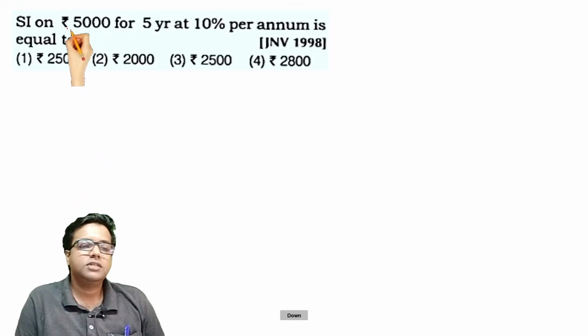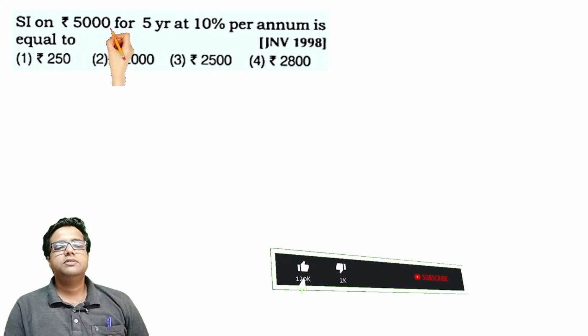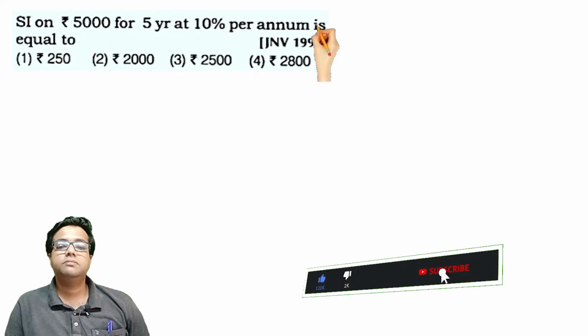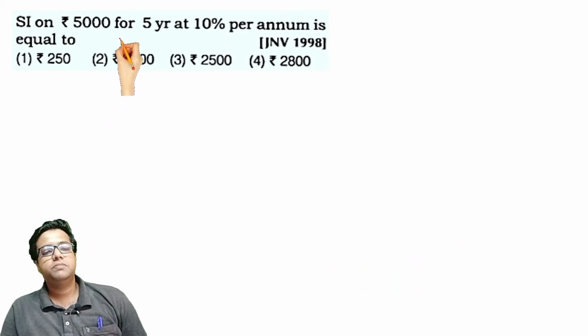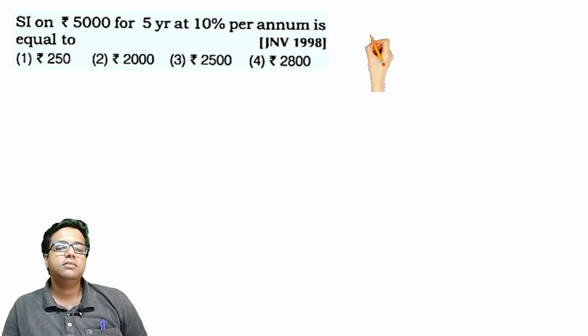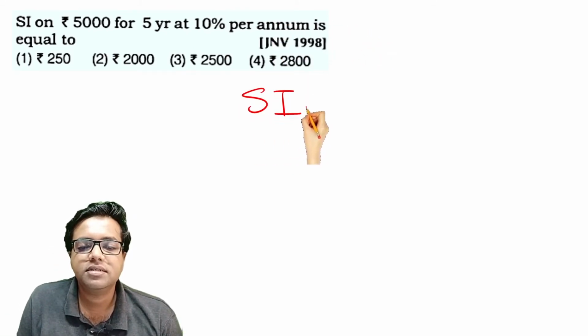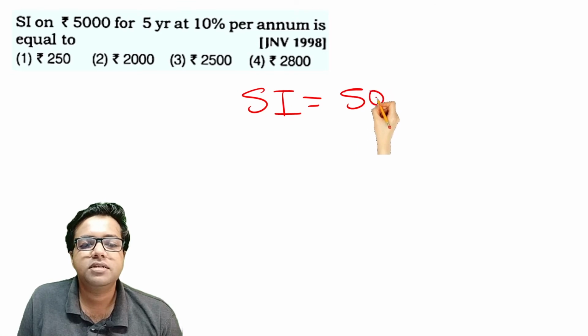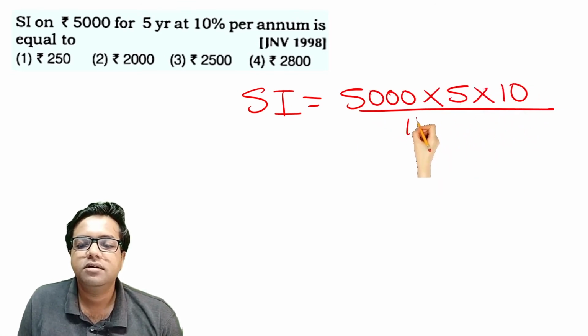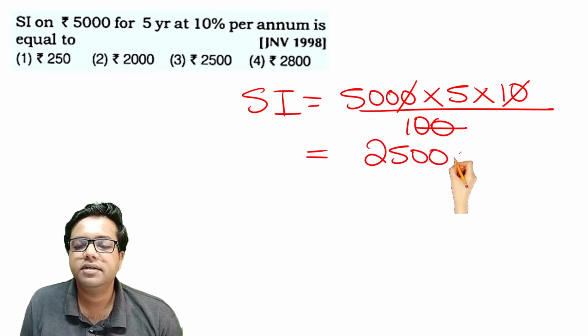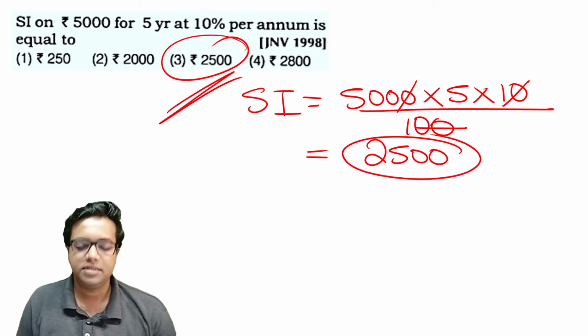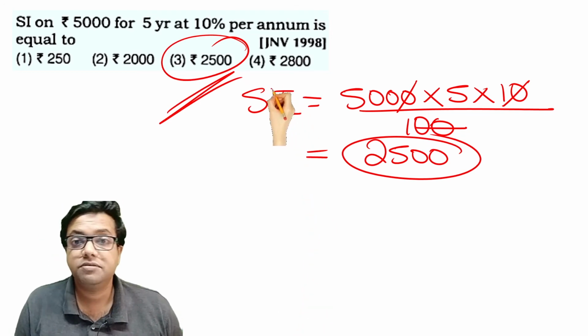Okay, let's move ahead. Simple interest on 5,000 rupees for 5 years at 10% per annum is equal to what? We need to find the simple interest. Let's find it. So principal is 5,000 into 5 years at 10% interest rate divided by 100. 2 zeros go away. So 5 into 500 will give you 2,500. The simple interest will be 2,500. So 2,500 is the right answer for this question.